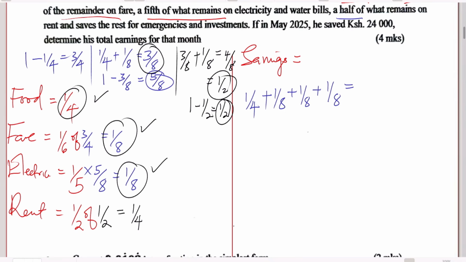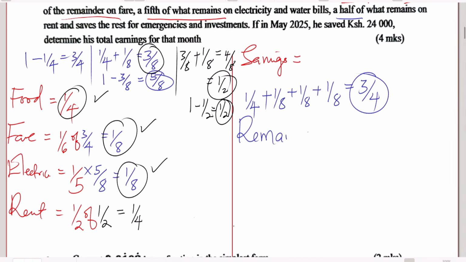So for food and fare, we had got 3/8. Then plus electricity, that is an eighth. And then rent, that is a quarter. So now everything translates to 3/4. That is the sum of what is spent so far. Food plus fare plus electricity plus rent is 3/4.